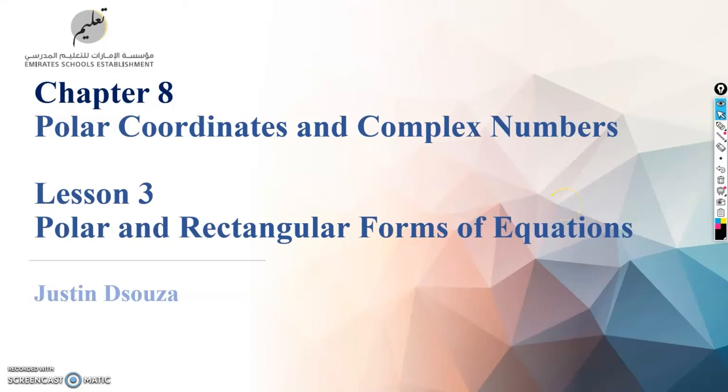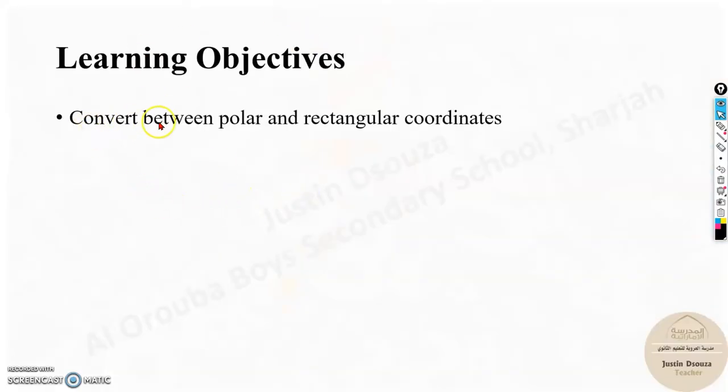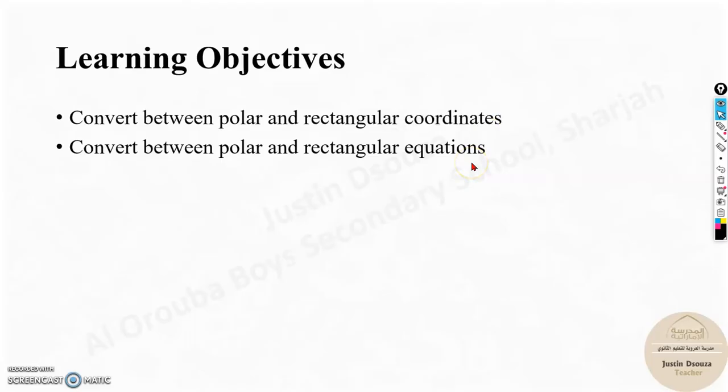The third lesson is polar and rectangular forms of equations. Here we will be learning to convert between polar and rectangular, whether it be coordinates or equations. Let's jump into the learning objectives. Here we will learn to convert between polar and rectangular coordinates and to convert between polar and rectangular equations.